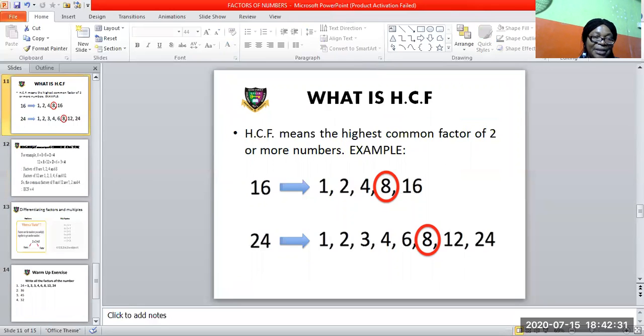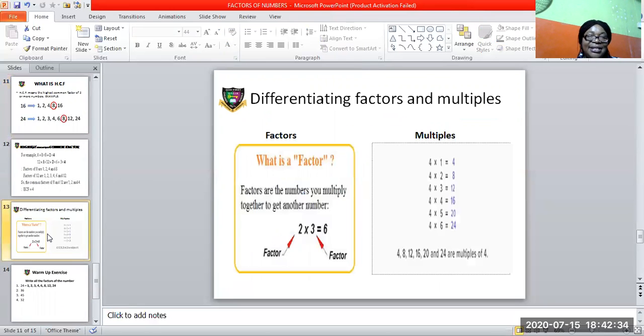Beautiful. Now we went on to say that the factors are the numbers you multiply together to get another number. And the multiples are simply known as your times table, or skip counting, or group counting. Counting in groups will assist us to find the multiples.